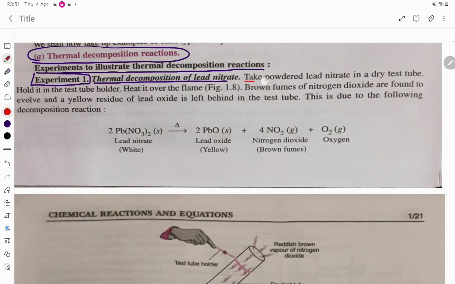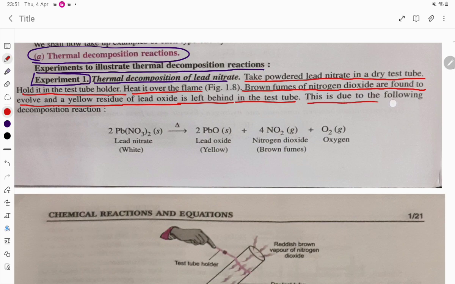What is there, student? Take powder lead nitrate in a dry test tube, hold it in the test tube holder, heat it over the flame. Brown fumes of nitrogen dioxide are formed and evolve. Yellow residue of lead oxide is left behind in the test tube. This is due to the following decomposition reaction.